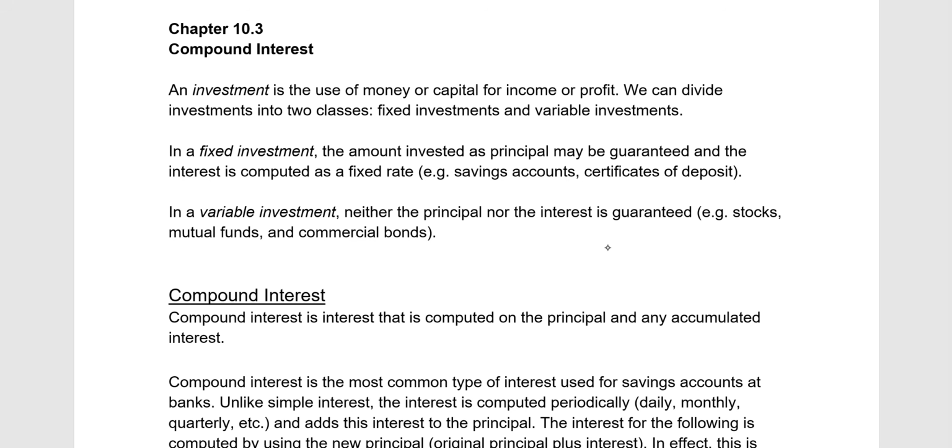And we can divide investments into two classes: fixed investments and variable investments. For a fixed investment, the amount invested as a principal is guaranteed, and the interest is computed at a fixed rate. So two examples of this are savings accounts and CDs, or certificates of deposit. For a variable investment, neither the principal nor the interest is guaranteed. So examples of this are stocks, mutual funds, and commercial bonds.